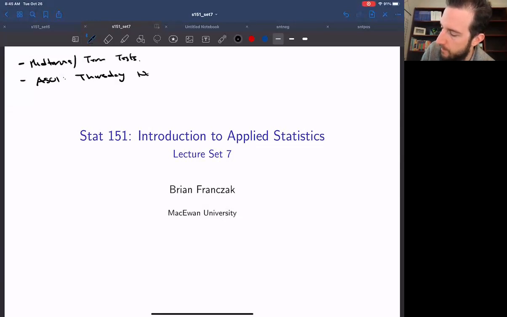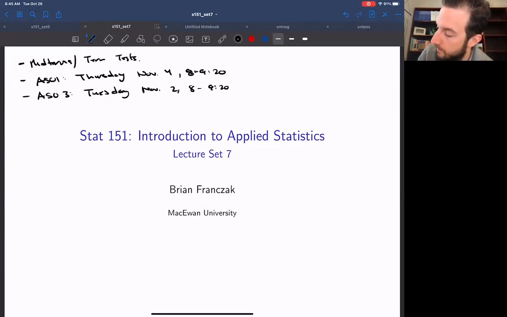It's Thursday, November 4, 8 to 9:20. And then ASO3 is Tuesday, November 2 from 8 to 9:20. But again, I'm gonna resend a message with this stuff later. So those are when the 2 midterms are going to be held.